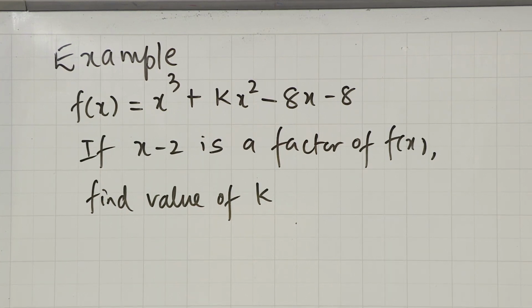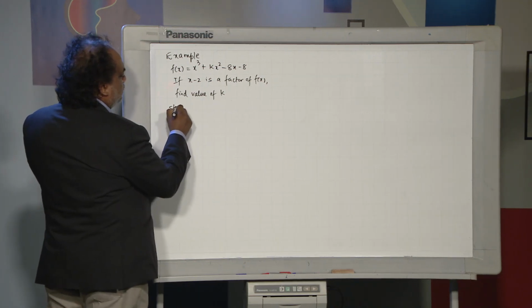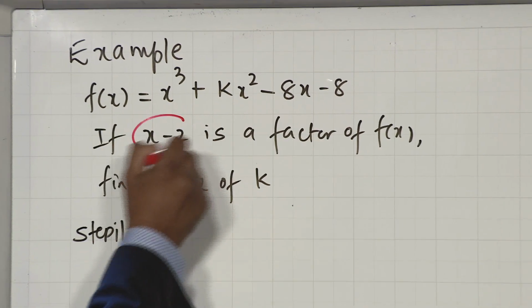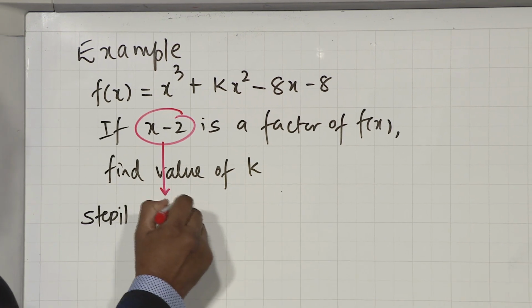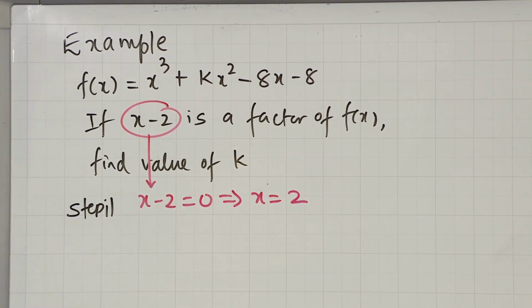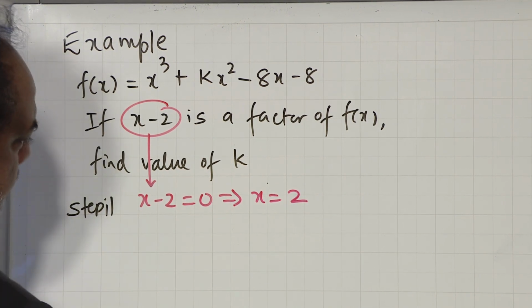Let's take the following example. Here, f(x) is x cubed plus kx squared minus 8x minus 8. If x minus 2 is a factor of f(x), find the value of k. Remember, what was the first step that we have to do? Equate the divisor to 0. So, x minus 2 equal to 0 implies x equal to 2. What is step 2?